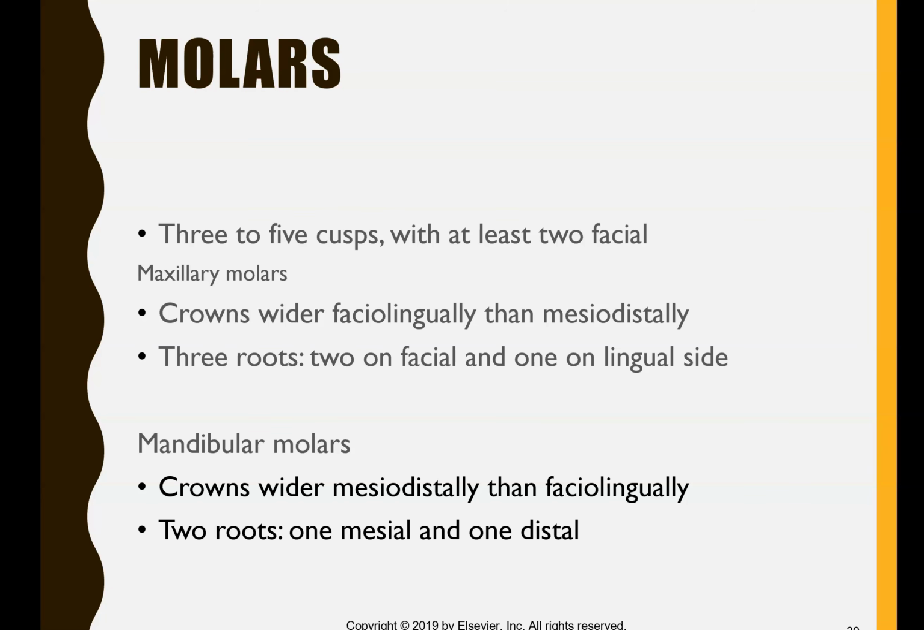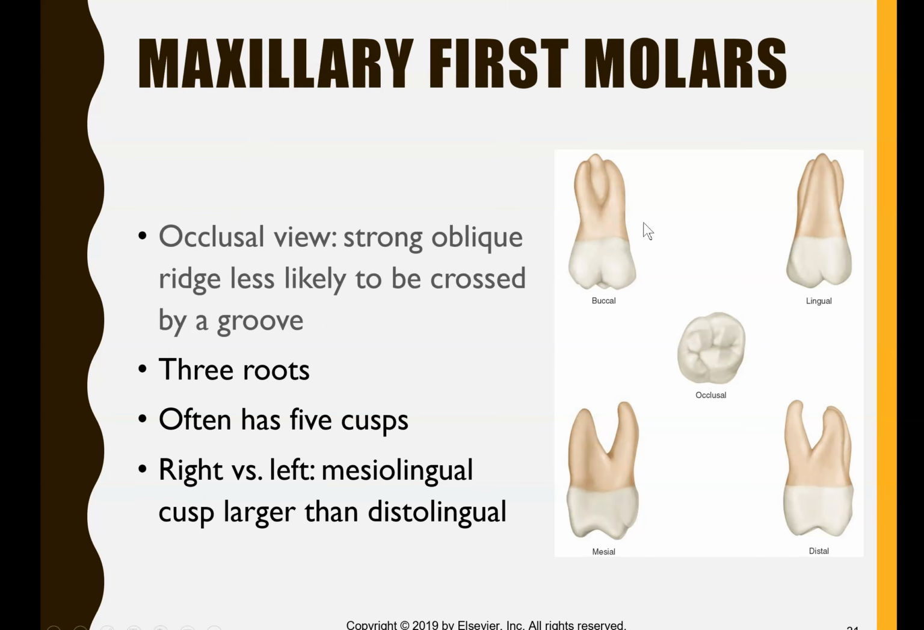All right, let's look at the molars. So with the molars, you could have anywhere from 3 to 5 cusps, and there are at least 2 cusps or 2 rounded mounds on the facial side. So when we look at the maxillary first molar, there is something unique about the maxillary first molars, or all maxillary molars, which is that they have 3 roots. But with the maxillary first molar, there are 5 cusps. And do you remember what the fifth cusp is called? This one right here. What is that fifth cusp called?